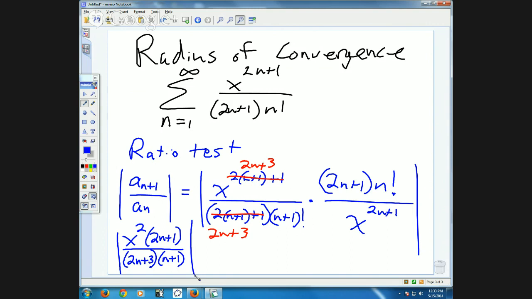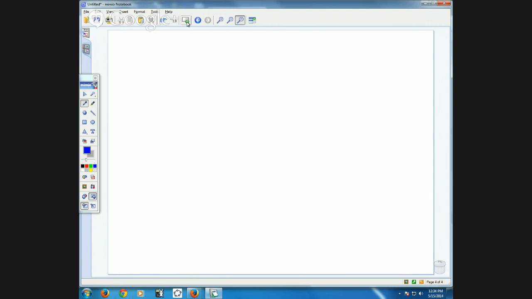Okay, so I think this is what I'm left with after I clean stuff up. x squared times 2n plus 1 on the top, 2n plus 3 times n plus 1 on the bottom. I love it when you clean stuff up. All right, so next we have to take the limit of that. Distribute it. Limit of that.